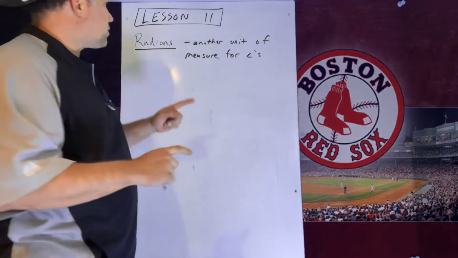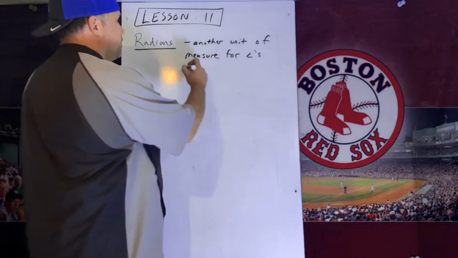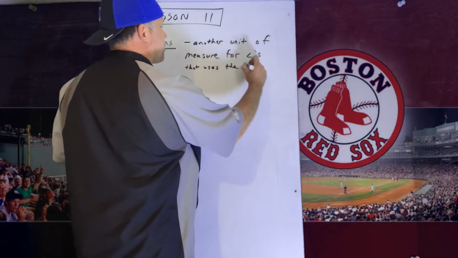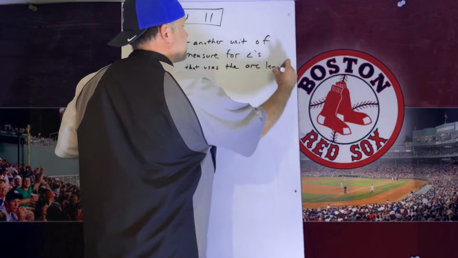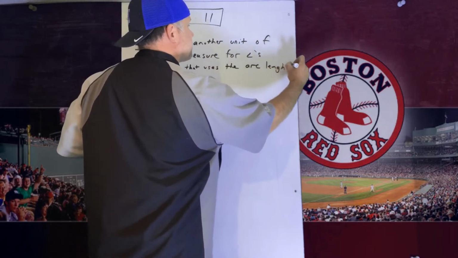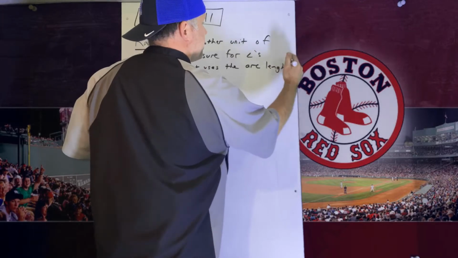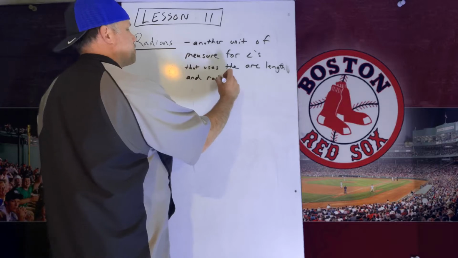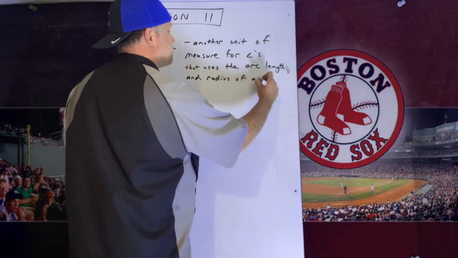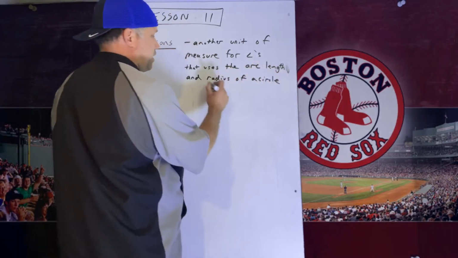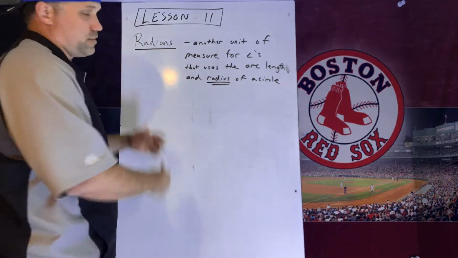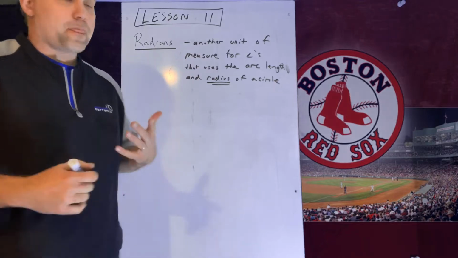Now, there's more to this. It's another unit of measure for angles that uses the arc length and radius of a circle. So that word right there, radius, is part of radians, which is where it gets its name from. All right, so how does this all work?